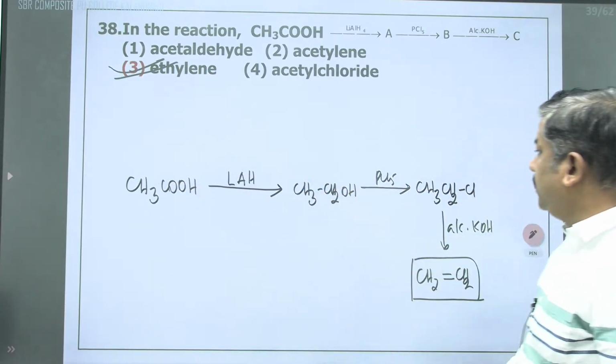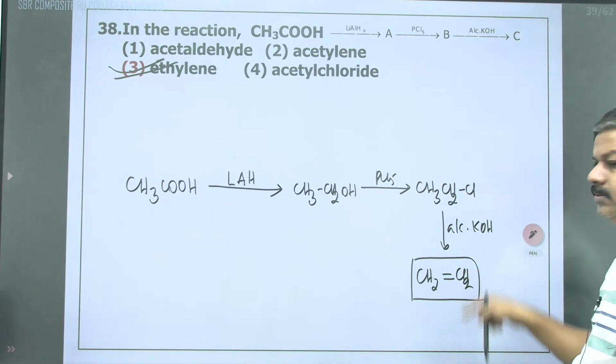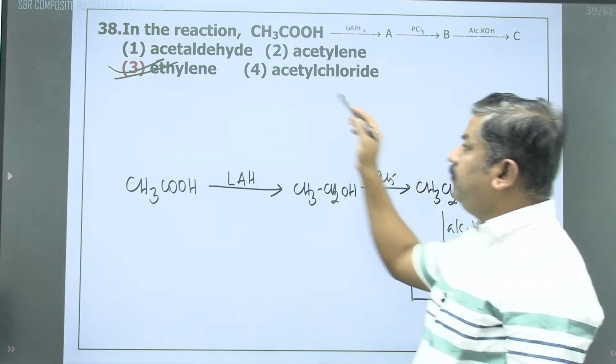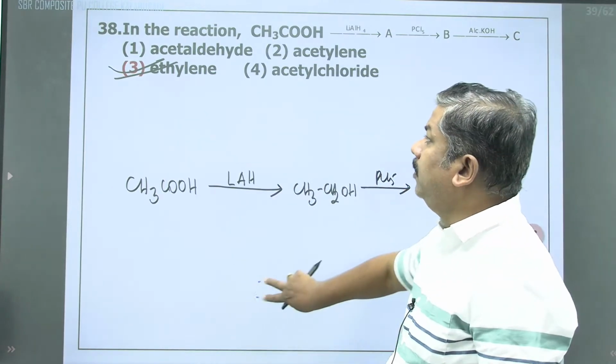First, reduction takes place, followed by chlorination. Next comes dehydrohalogenation. The final product is the third one.